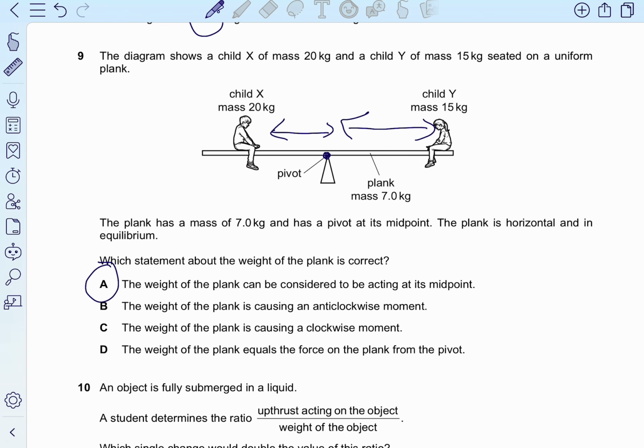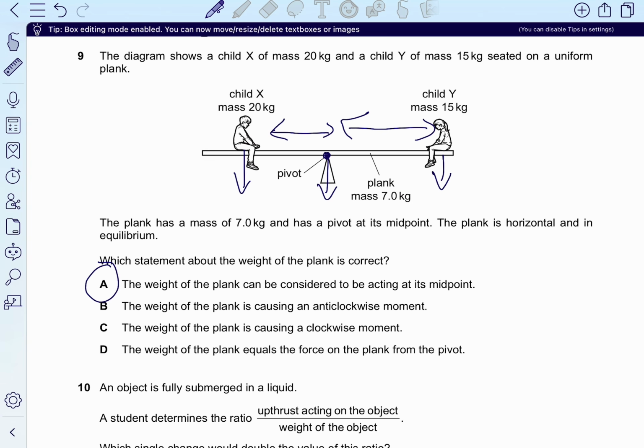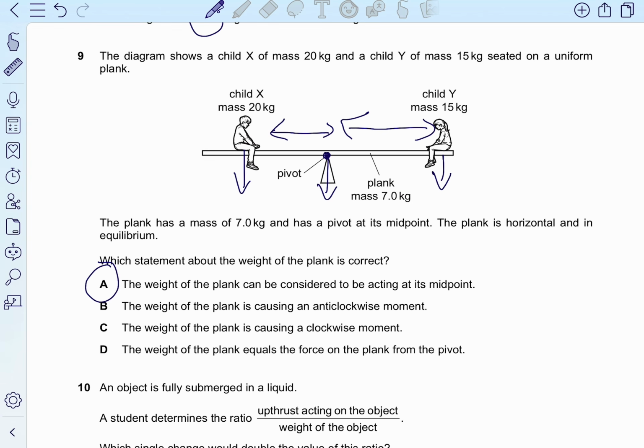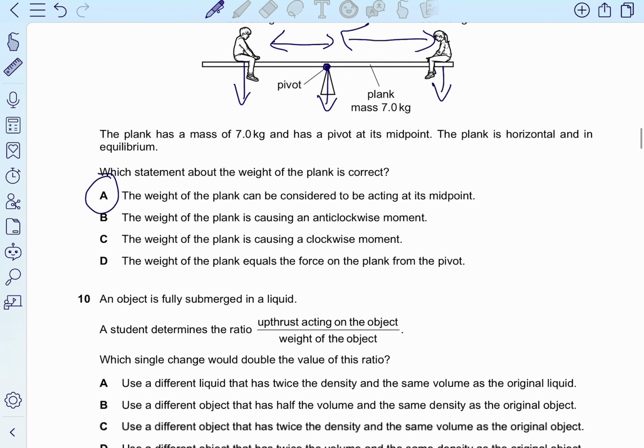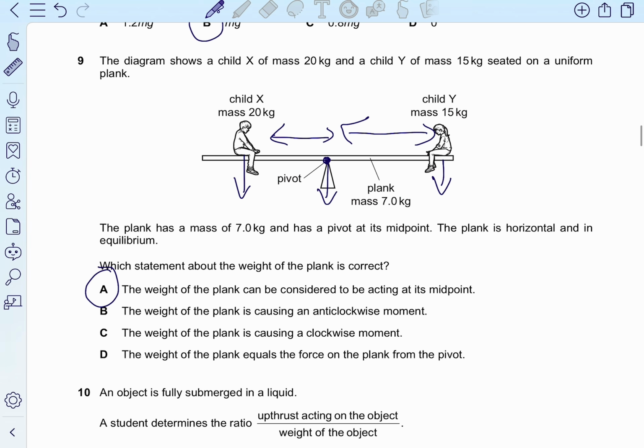On the option that says the weight of the plank equals the force on the plank from the pivot, no, that's wrong, because the weight of the plank acts downwards and there are other forces as well. For example, there would be a force from each child. So the force from the pivot on the plank would actually be much higher because it has to balance all three forces, since it's again in equilibrium. Okay, I hope this is clear. I'll move to question number 10. The answer for question number 9 is A.